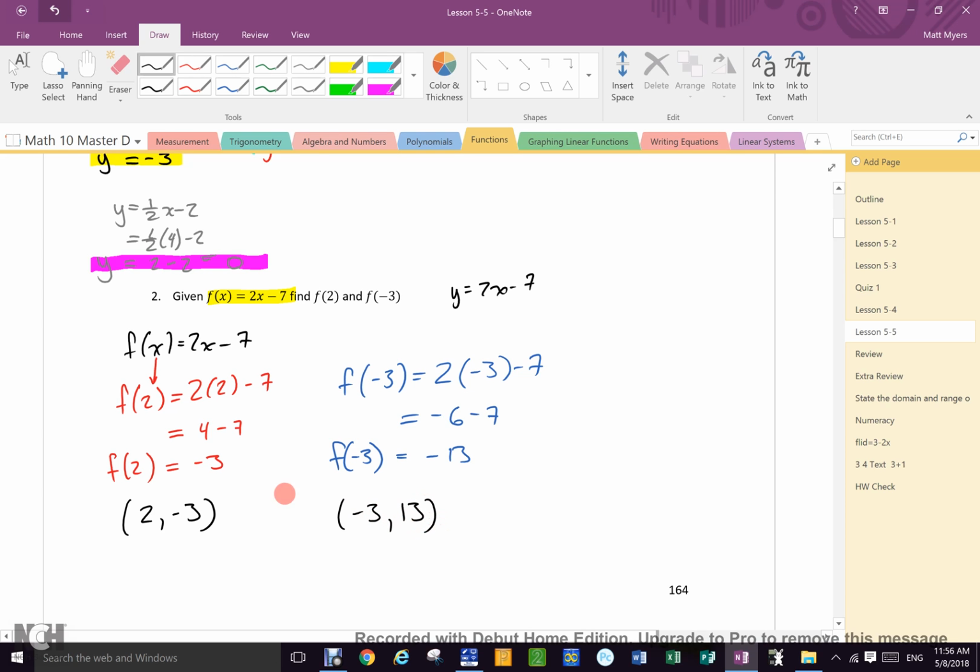Now, put those 2 points on a graph. 2, negative 3. And negative 3 way up at 13. And there's my graph.